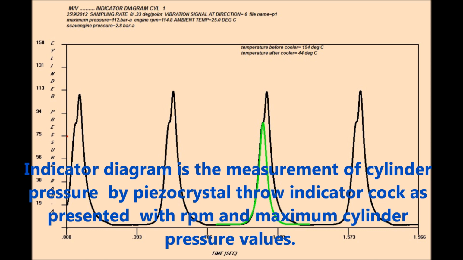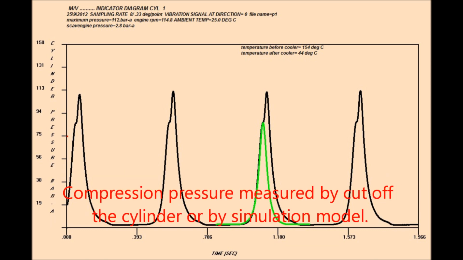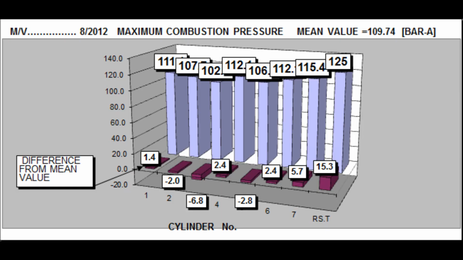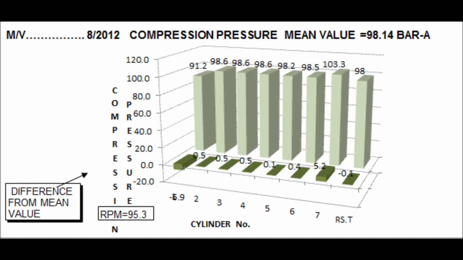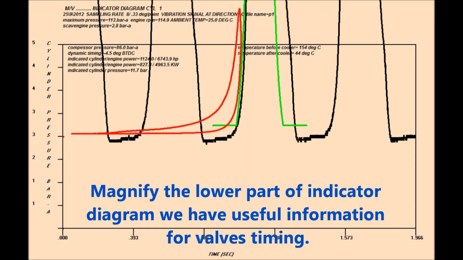The indicator diagram is the measurement of cylinder pressure by a piezo crystal through the indicator cock, presented with RPM and maximum cylinder pressure values. Compression pressure is measured by cutting off the cylinder or by a simulation model. Magnify the lower part of the indicator diagram. We have useful information for valve timing.